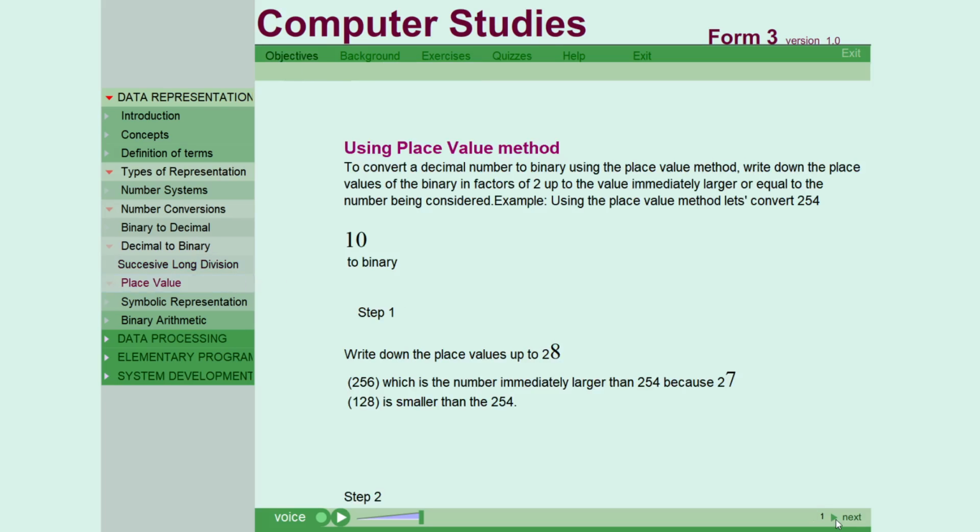Introduction. To convert a decimal number to binary using the place value method, write down the place values of the binary in factors of 2 up to the value immediately larger or equal to the number being considered. For example, using the place value method, let's convert 254 to the base of 10 to binary. Step 1. Write down the place value up to 2 to the power of 8, which is 256, which is the number immediately larger than 254 because 2 to the power of 7, which is 128, is smaller than 254.